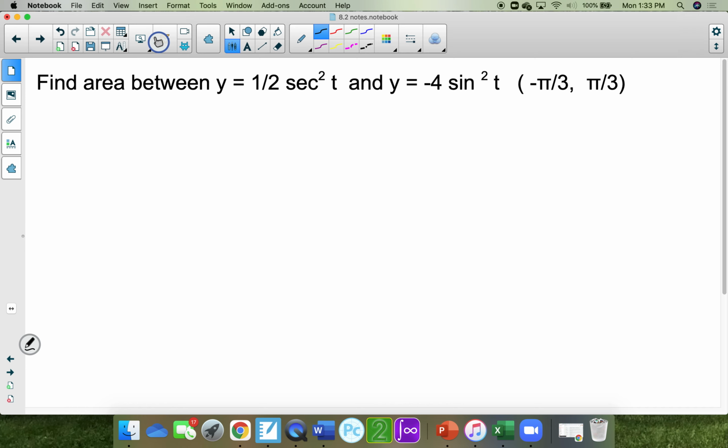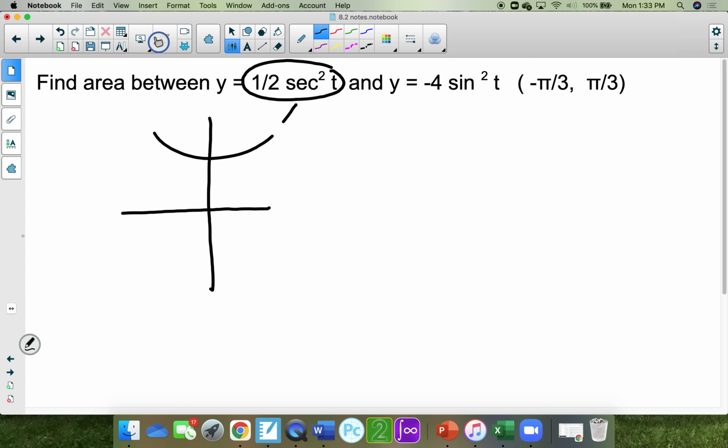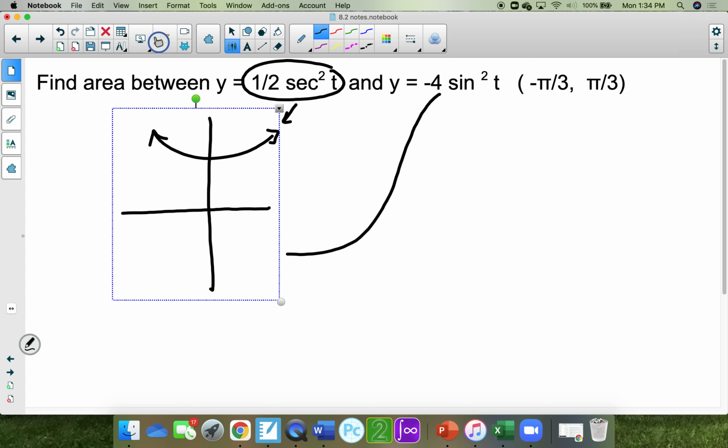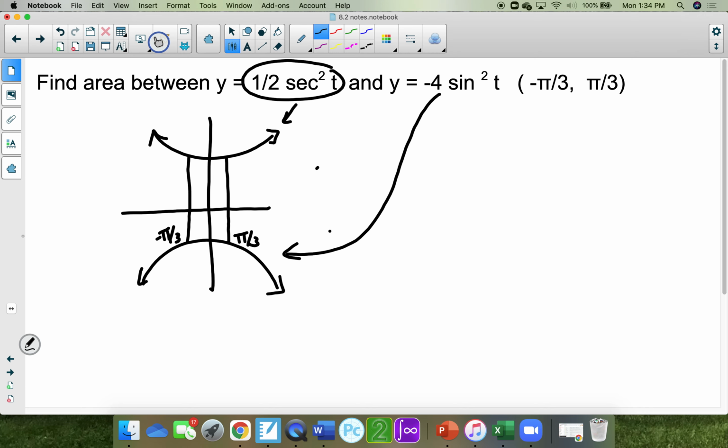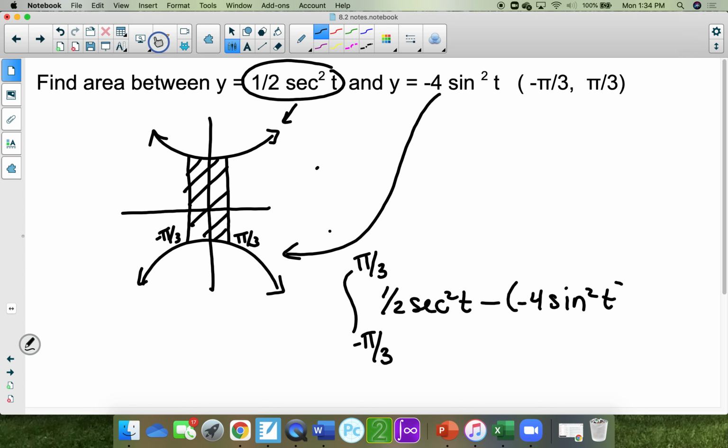Now let's do another one. Find the area between y equals 1 half secant squared t and y equals negative 4 sine squared t. What I did is I used my calculator on this one, and I graphed this, which is this, and I graphed this, which is this. They want it from negative pi over 3 to positive pi over 3. So I'm going to integrate from negative pi over 3 to positive pi over 3, and the top is 1 half secant squared t minus the bottom, which is negative 4 sine squared t, dt.